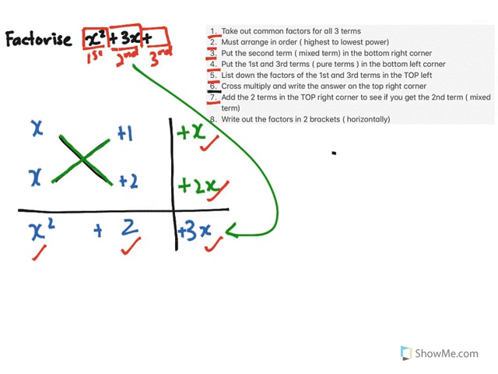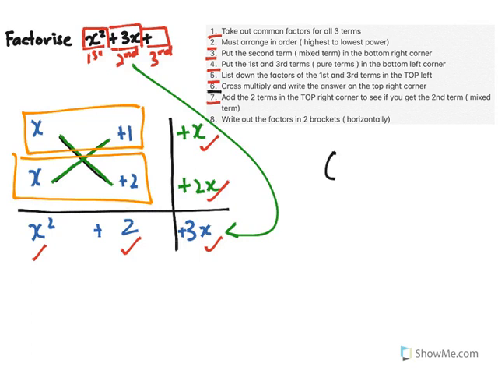For step 8, you write down the factors in 2 brackets horizontally. How does that work? Basically, whatever is at your top left hand corner, you write them down in this form, and these 2 will form your 2 brackets. So the final answer for this question would just be x plus 1, x plus 2, and you are done. To double check your final answer, all you have to do is expand this out and see if you get back your original expression.